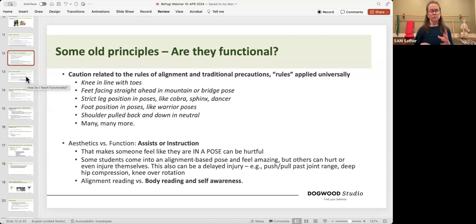There are strict leg positions in cobra, how our shoulders are is very, very important, how you hold your leg in warrior 3. Your hip points have to point down in warrior 3. I think that doesn't make sense actually, because it's a hip extension, stepping back, and our hip has to open to lift the leg. Shoulders pulled back and down is not neutral.